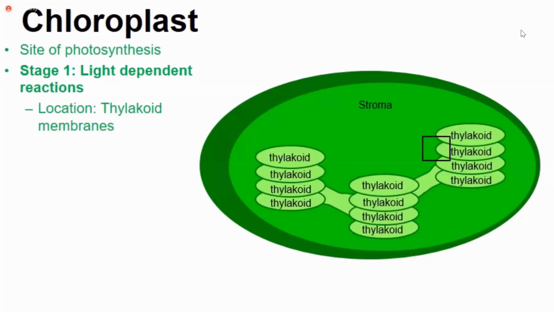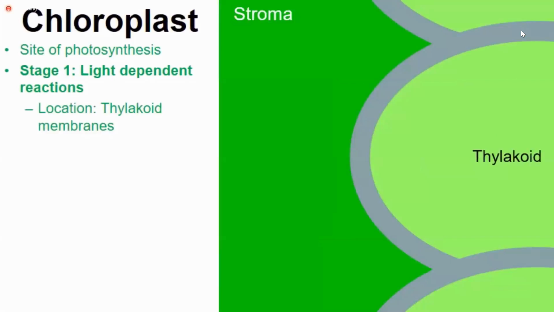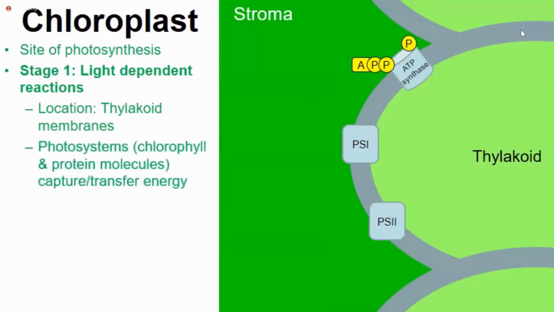Okay, so you see that flashing black box? I want to zoom into that area of the chloroplast. Embedded within the membrane of the thylakoid, I've labeled them PS1 and PS2, and these are the photosystems. We're going to talk about them in more detail, but for now, in the photosystems is where we find chlorophyll and various protein molecules that are responsible for capturing and transferring energy during the light-dependent reactions. And it's during the light-dependent reactions where oxygen, ATP, and something called NADPH is created. We'll talk about these molecules in more detail coming up very shortly.